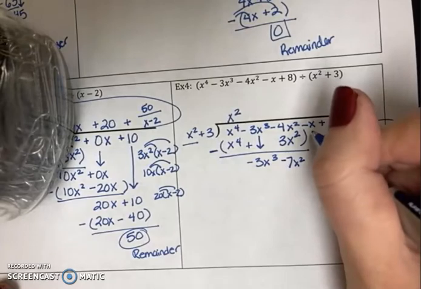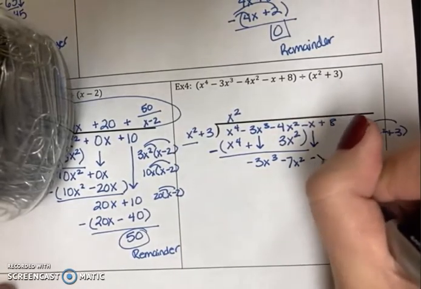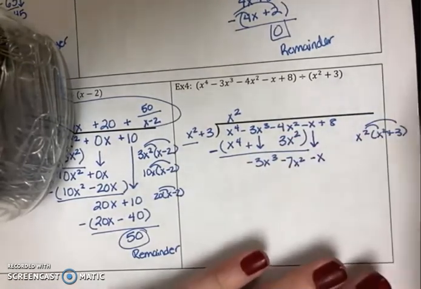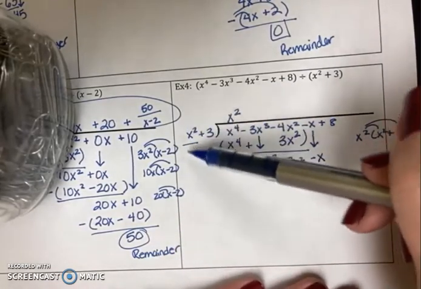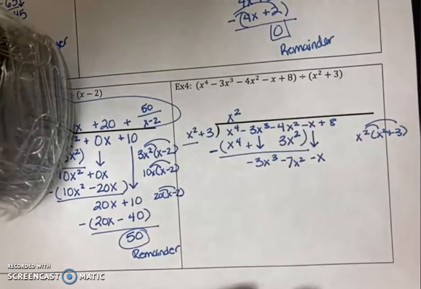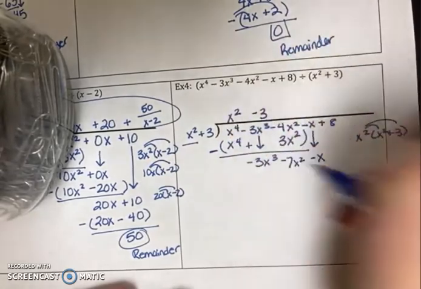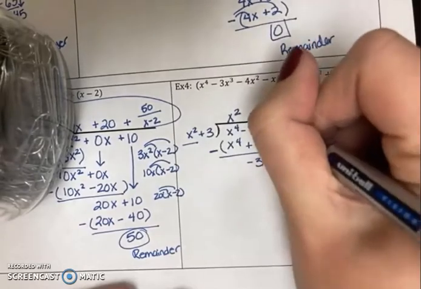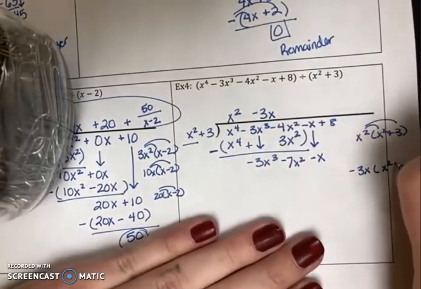I'm not going to bring this, I do want to bring down this negative x, and we're going to have a gap once again. You'll see what that looks like here in a minute. So now I need to ask myself, what do I multiply the x squared by in order to get a negative 3x cubed? Well, 1 times a negative 3 would give me that negative 3. And to go from x squared to an x cubed, I need to multiply by an x. So negative 3x times x squared plus 3.